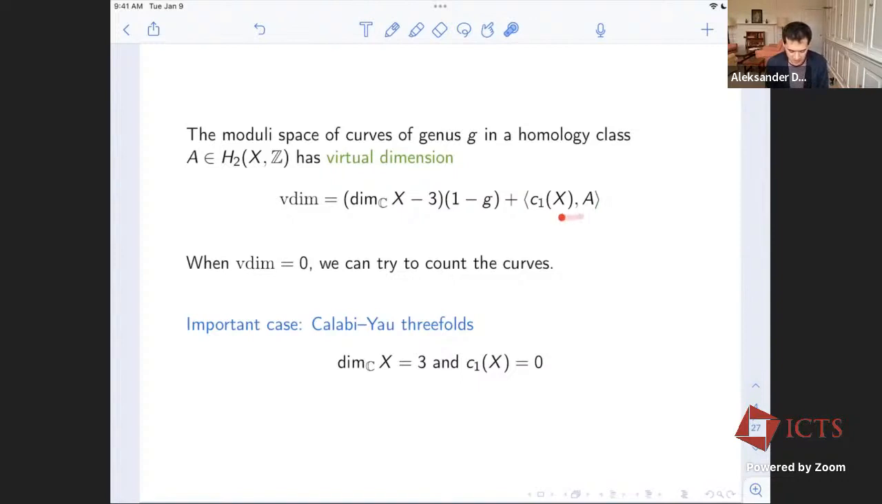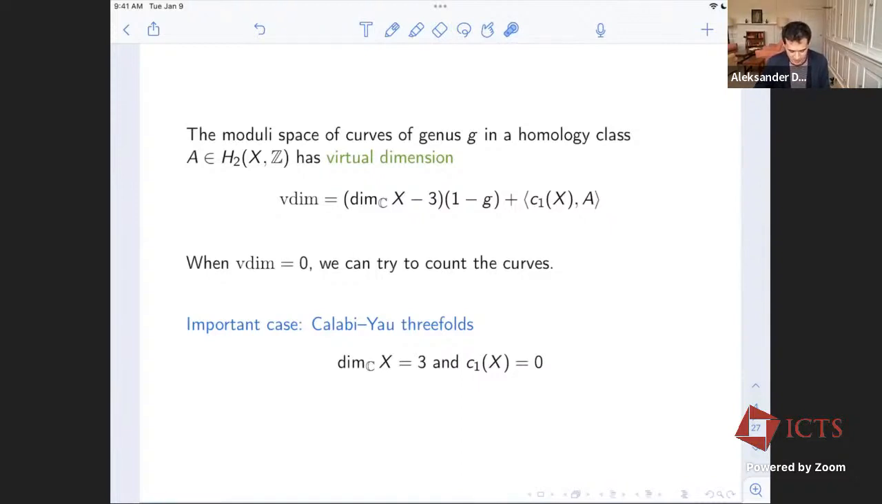So what do I mean by counting curves? If this number happens to be 0, then I expect to have a 0-dimensional moduli space of curves. And if things are good, this 0-dimensional space is just a bunch of points, a finite number of points, and I can count them. And that's what I mean by the count of curves. If the virtual dimension happens to be positive, then I need to impose some conditions on my curves, such that this curve should pass through certain fixed points to kill the dimension to 0.